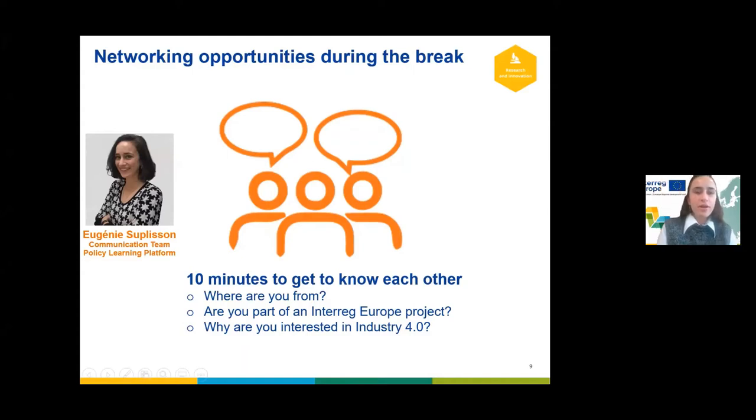So after the first session at 2:50, we will have a 10-minute break. I will assign you all to a room. You will be in a room with six other people, and it will be an opportunity for you to meet the other participants and maybe the speaker. So you do not have anything else to do except accept the invitation to join the breakout room.